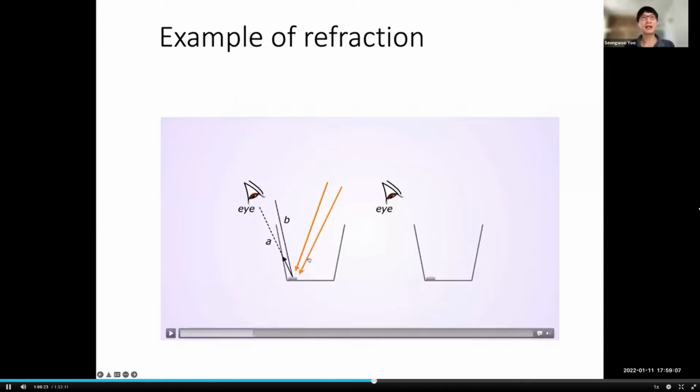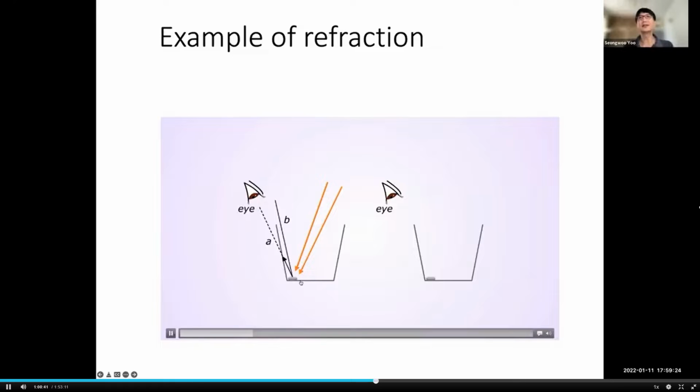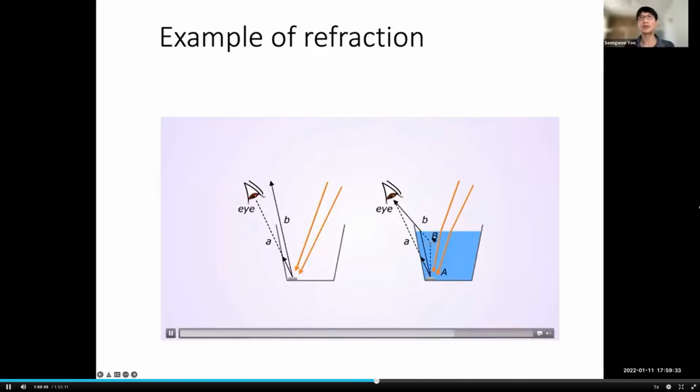So this incident light is scattered by this coin, but unfortunately, this scattered light cannot reach my eye. The coin is actually hidden behind the wall, but we can reveal this coin by bending the light. So we fill the cup with water, then the light will refract, and when it comes out from this water, we can actually see there is a coin behind the wall.